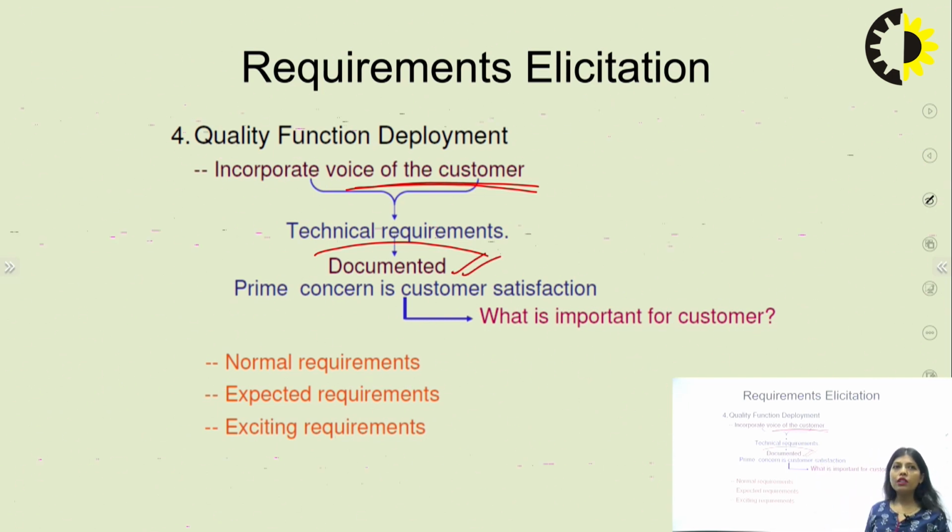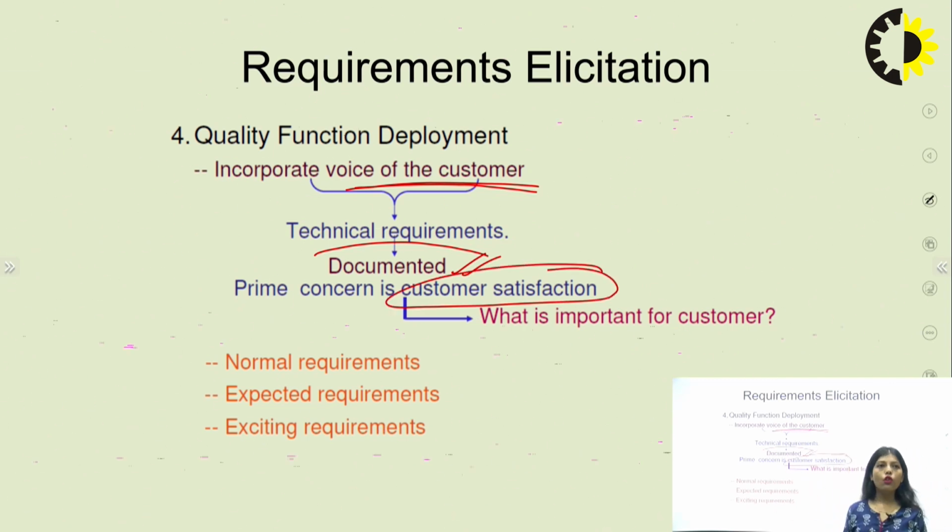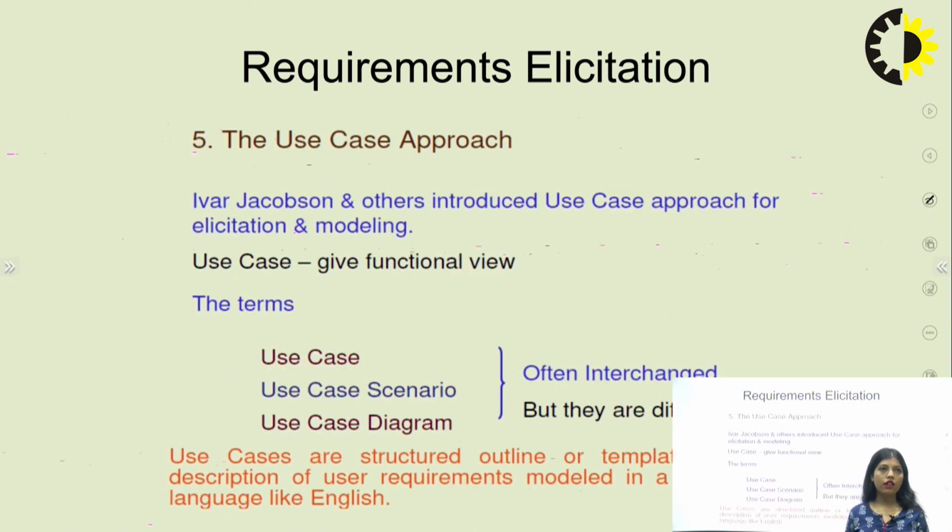And our prime concern is customer satisfaction. This is our main goal, that the customer is satisfied. So what is important for the customer is customer satisfaction. We have three types of requirements: normal requirements, expected requirements, and exciting requirements.